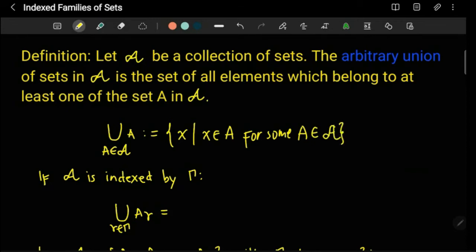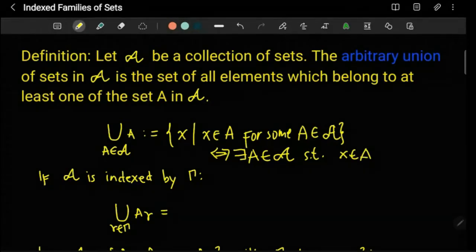So that's what we mean by arbitrary union. You just have to make sure that the object X belongs to one of the collection. At least one. Pwedeng madami. Pero for as long as there exists. Yan. So there exists. So that can also be written as there exists an A in the collection such that X is in that A. Yan. So if X satisfied that particular condition, then X belongs to the union.